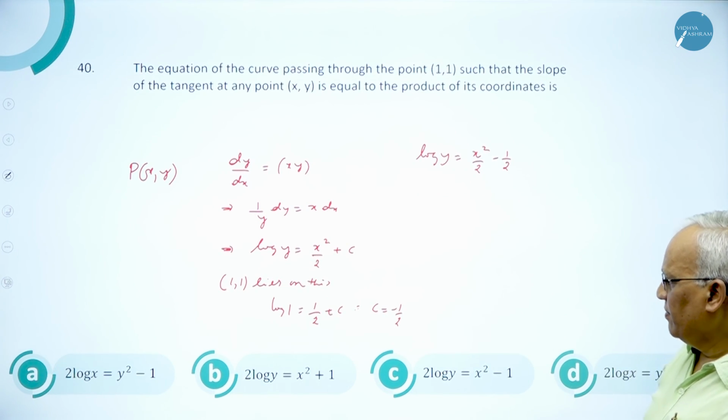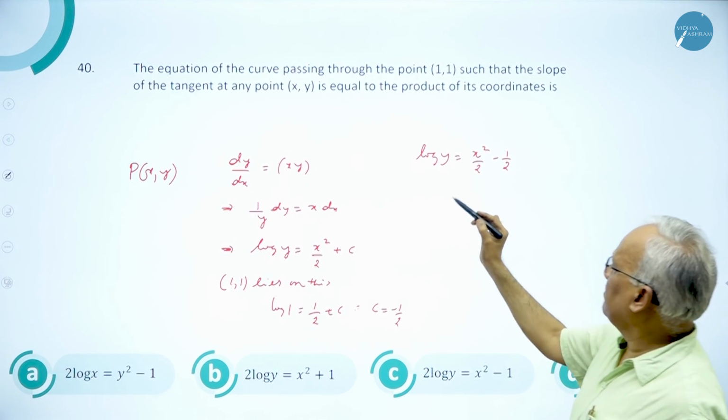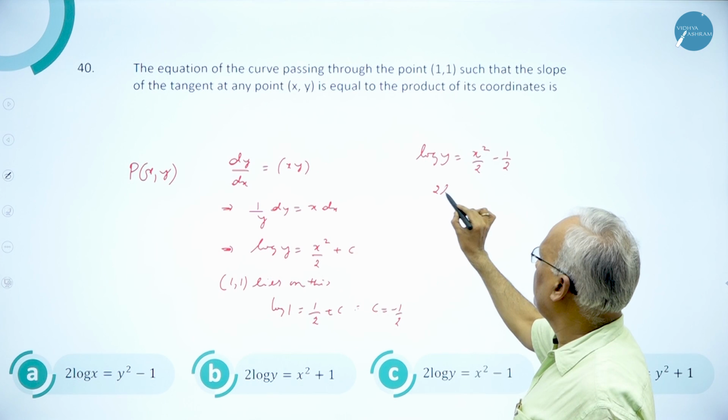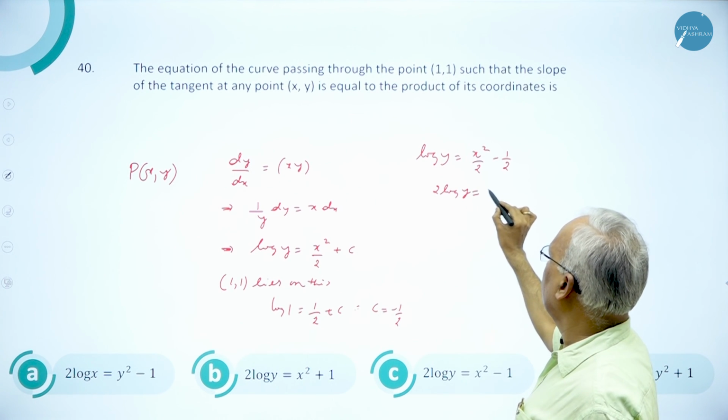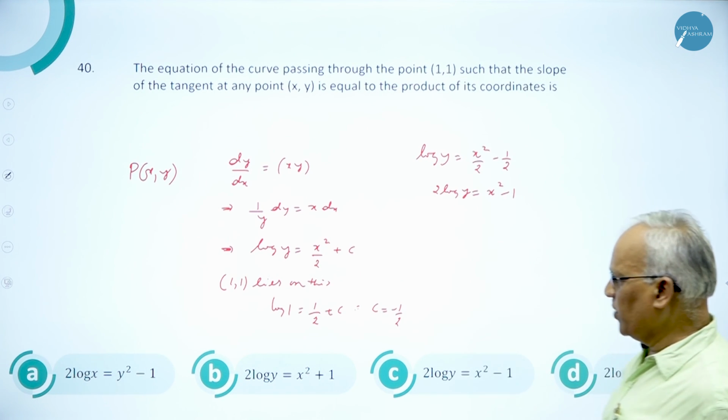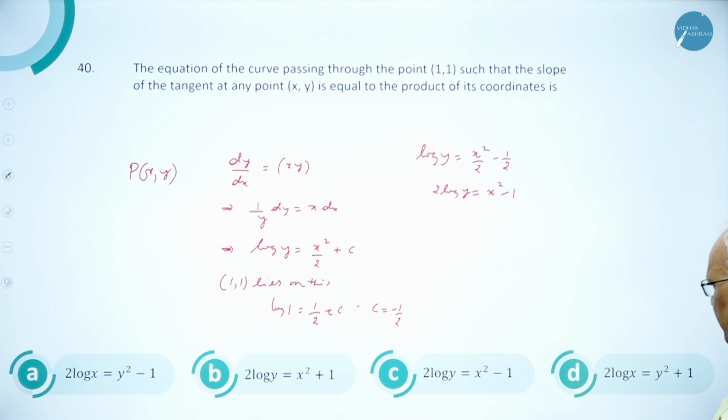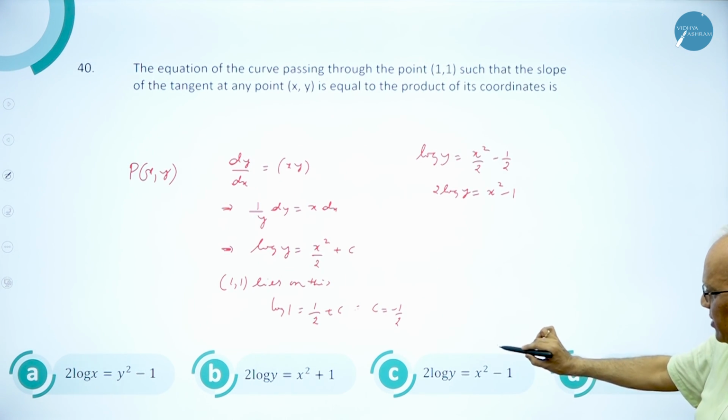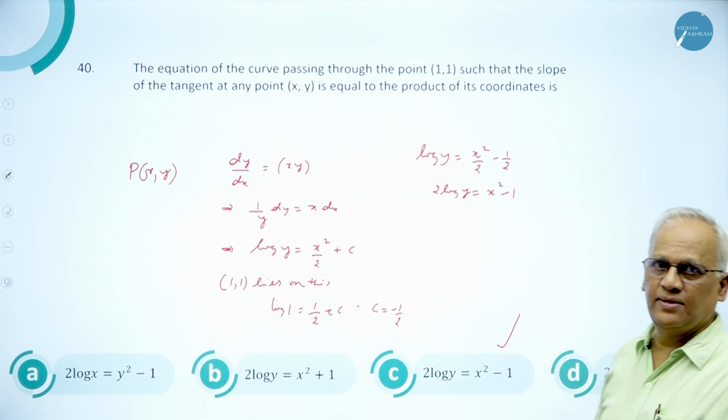Now tell me, cross multiply, you get 2 log y equal to x squared minus 1. Where is it? 2 log y equal to x squared minus 1. So the solution is C.